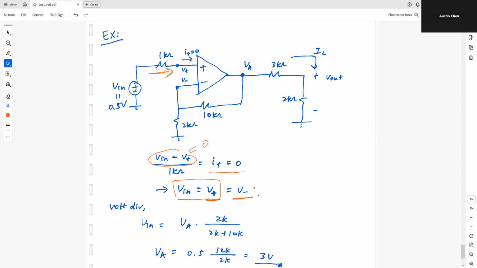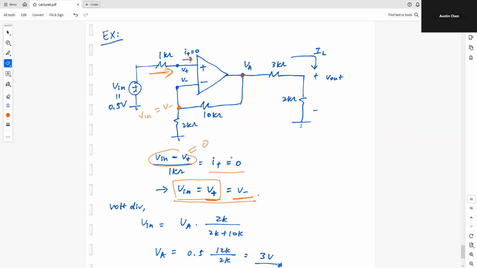All right, and then let's move on. I'll try to show you a slightly different approach. Instead of writing the nodal equation, I can make use of voltage division, because personally I feel it's easier. I'll show you how I approach that. Knowing that this node is V minus, and knowing that V minus is also equal to V in, from this statement here.